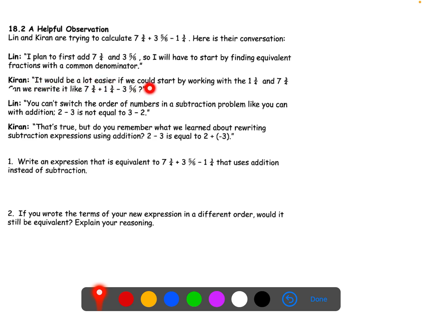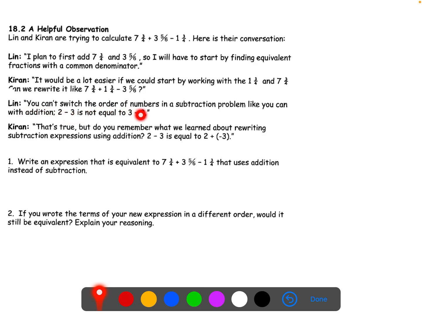Kieran says it'd be a lot easier if we could start by working with 1 3/4 and 7 3/4. Can we rewrite it like this? Okay, I agree, Kieran, that would be much easier to do because they already have common denominators. Let's look at how he rearranged it. So he took the final term here, 1 3/4, and moved it up into the middle of the expression.